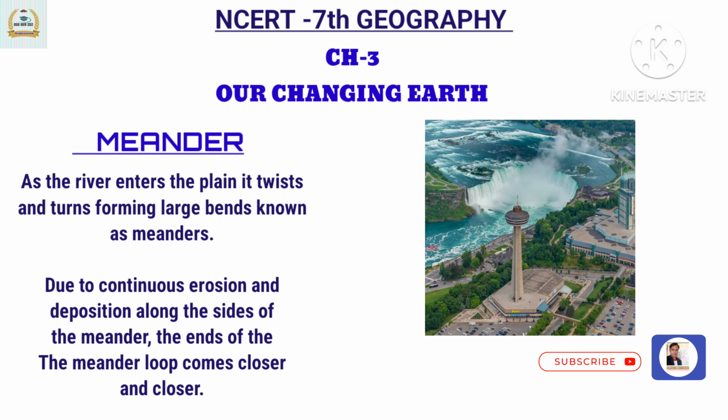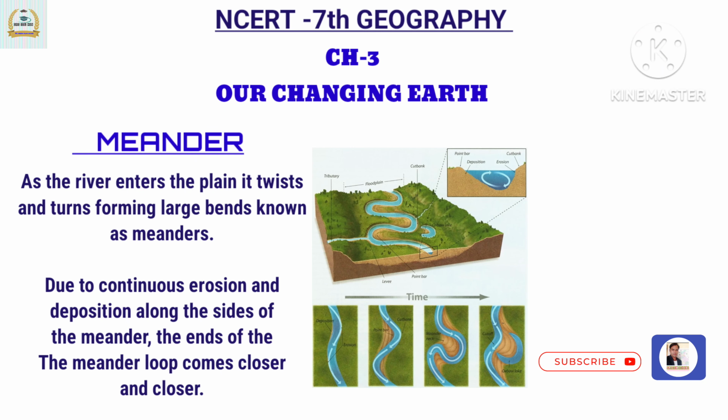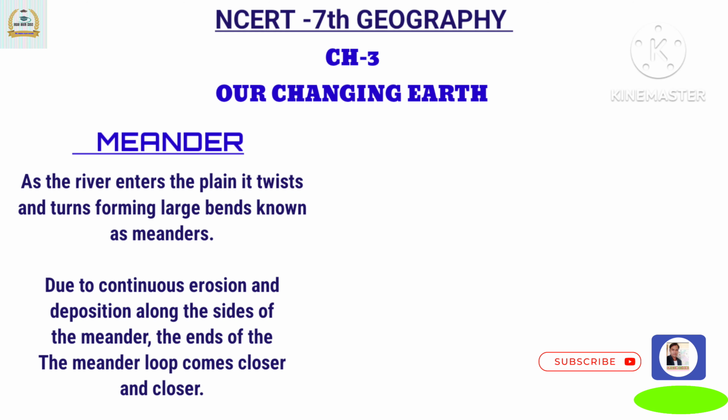What is a meander? As the river enters the plain, it twists and turns, forming a large bend. This bend is known as a meander. Due to the continuous erosion and deposition along the sides of the meander, the ends of the meander loop come closer and closer.